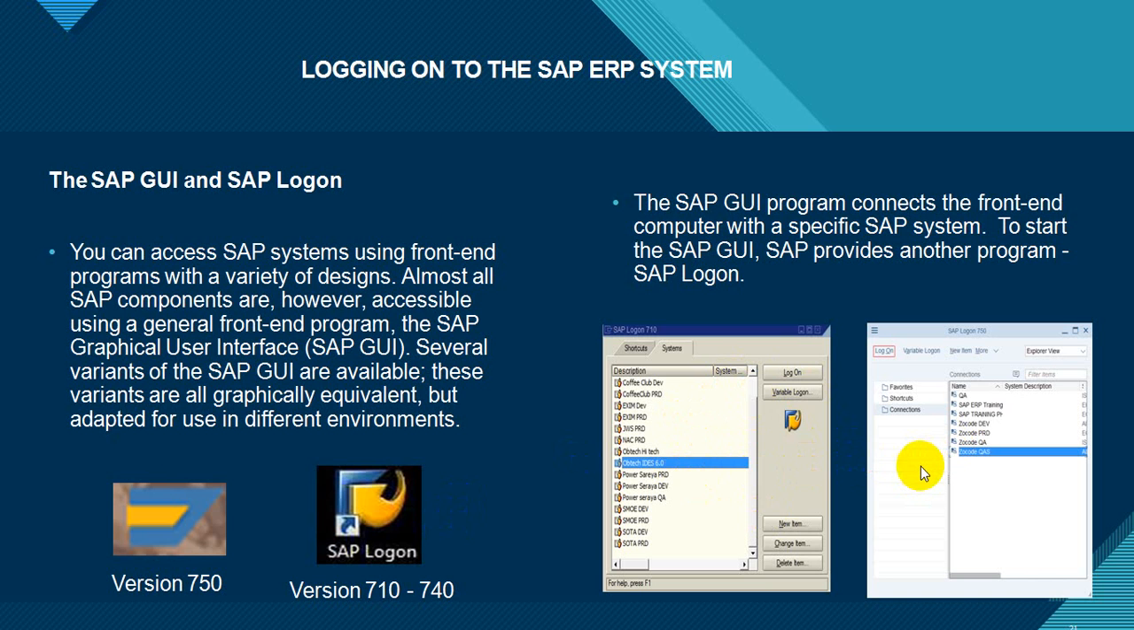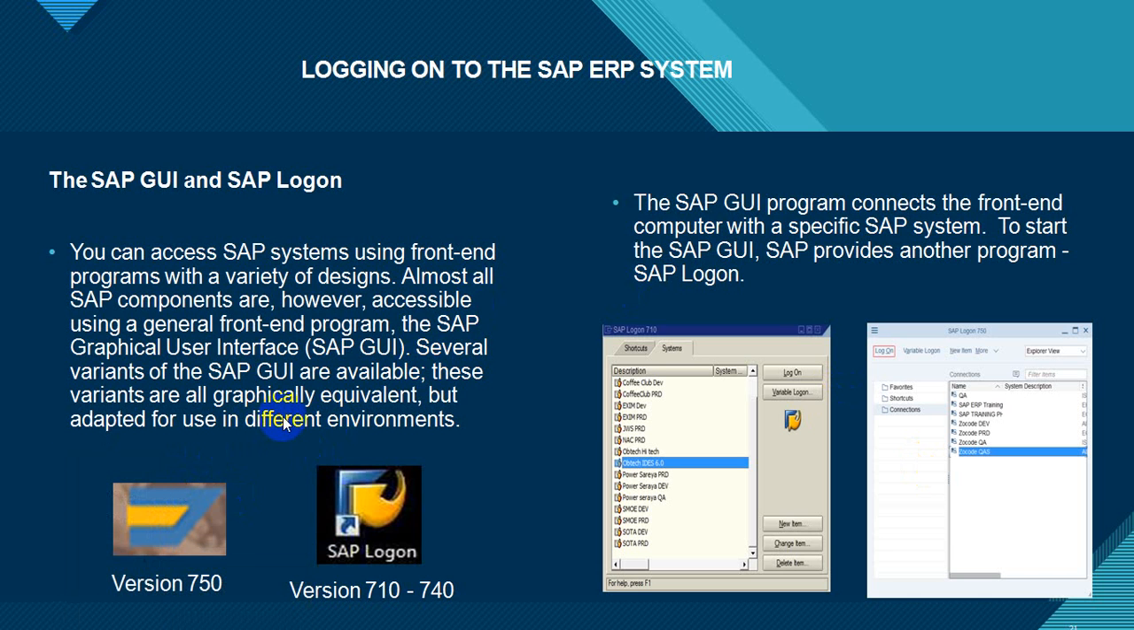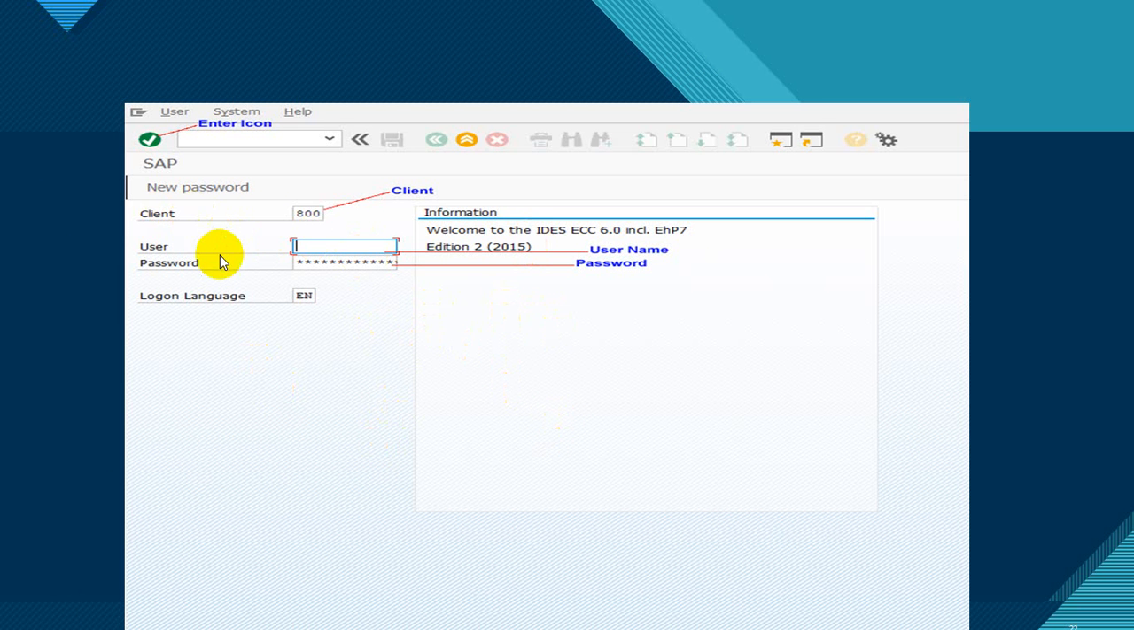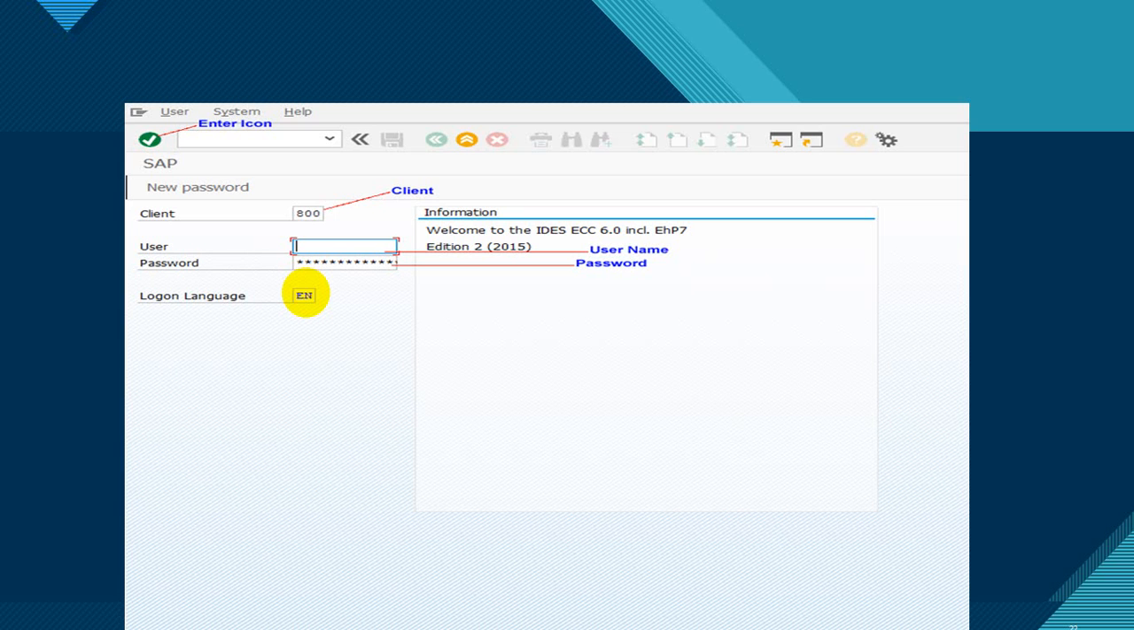The SAP GUI program connects the front end computer with a specific SAP system. To start the SAP GUI, SAP provides another program called the SAP log on. I just showed you my own log on. And after the log on, when you click, you see all these are highlighted. So when you click, it would take you to the SAP GUI environment. All right. So this is for ECC. The client, you put the client, your username and password. The logon default language. Once you input all your parameters, you click on the enter icon to proceed.